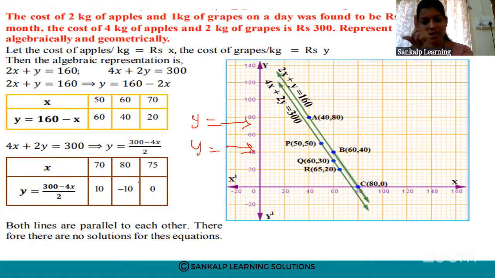So whether they will intersect, will coincide, or whether they are parallel. This is very important. So this many steps everyone will get.